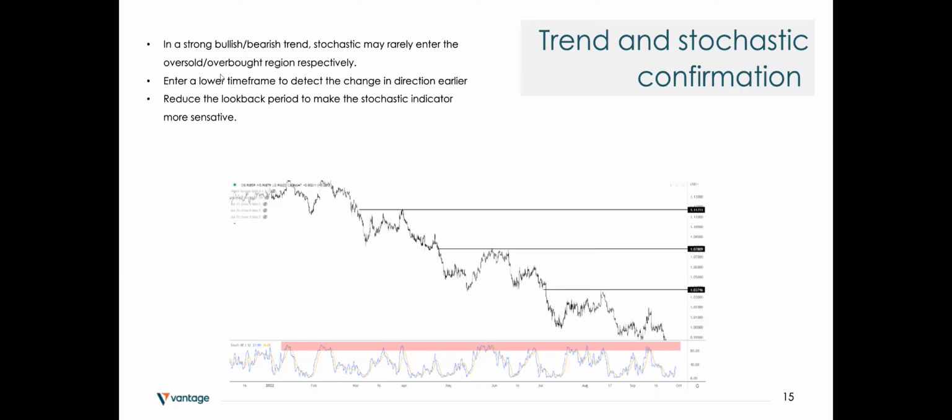Okay. So one thing to note is during a strong bullish or bearish trend, your stochastic may not enter into these regions here. So 2 steps to actually readjust your look back period and to fine-tune your stochastic parameters. One is that you enter a lower time frame to detect the change in the direction. If on the daily time frame you do not see any of your stochastic or your SMA lines entering into the overbought or oversold region, then it might help for you to lower it down to the 4 hours or the 1 hour.